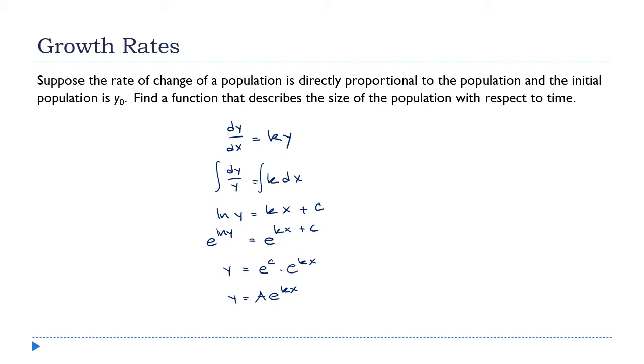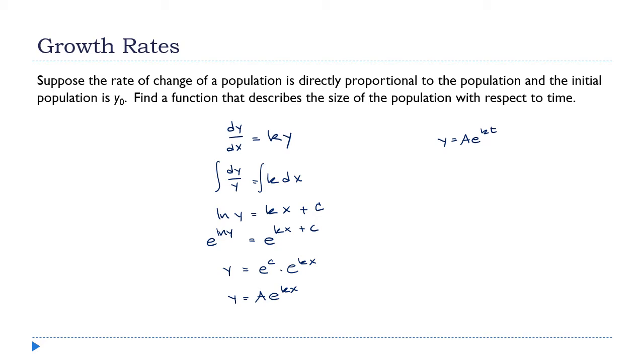Now, how about that initial population? The initial population is y0. How does that fit in here? Well, the initial population is the population when the time is equal to 0, at the starting point. I'm using x here, so let's change this up just a little bit. Let's make this y equals a e to the kt, to emphasize that that is a time variable.